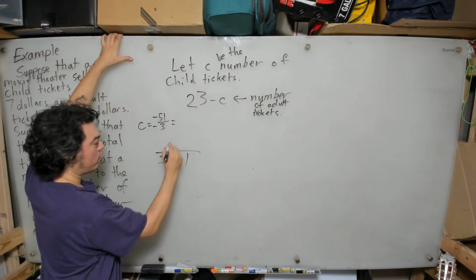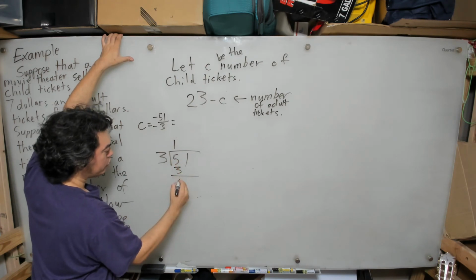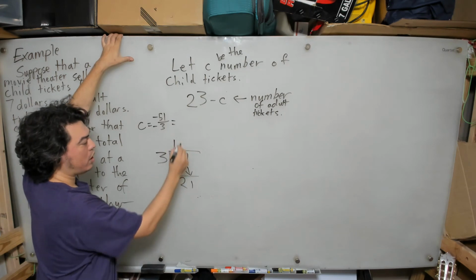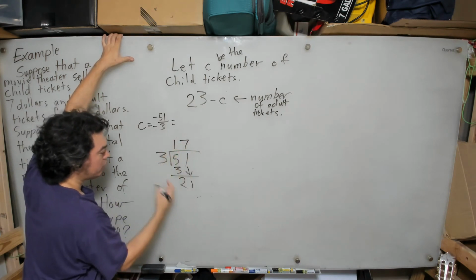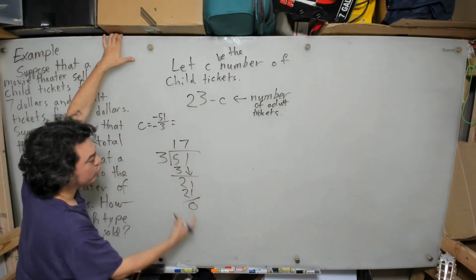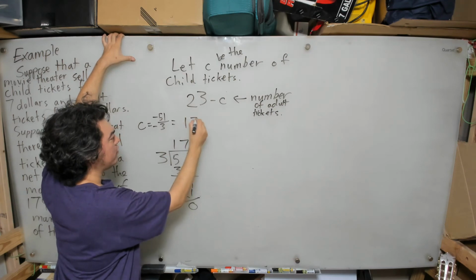3 goes into 5 once. 1 times 3 is 3. 5 minus 3 is 2. I bring down the 1. 3 goes into 21. Aha, 7 times. 7 times 3 is 21. 21 minus 21 is 0. There's nothing else to bring down, so that's the end. So 51 divided by 3 is 17.